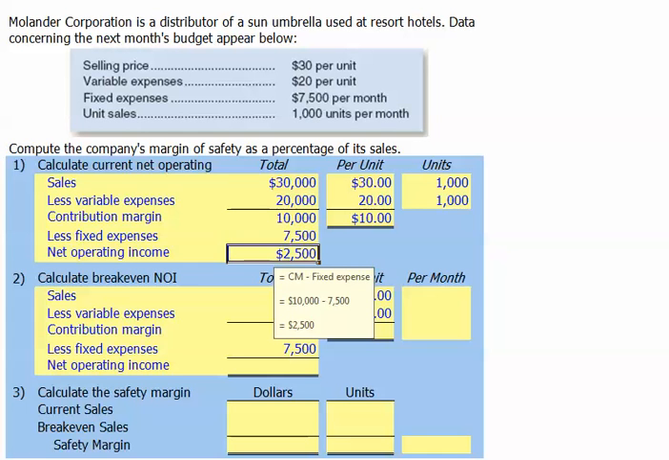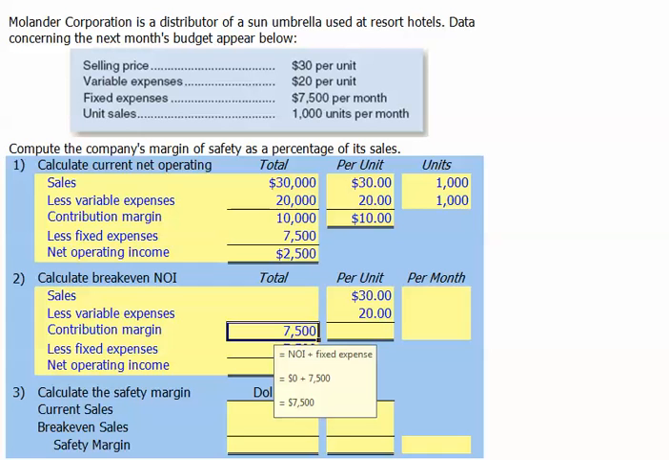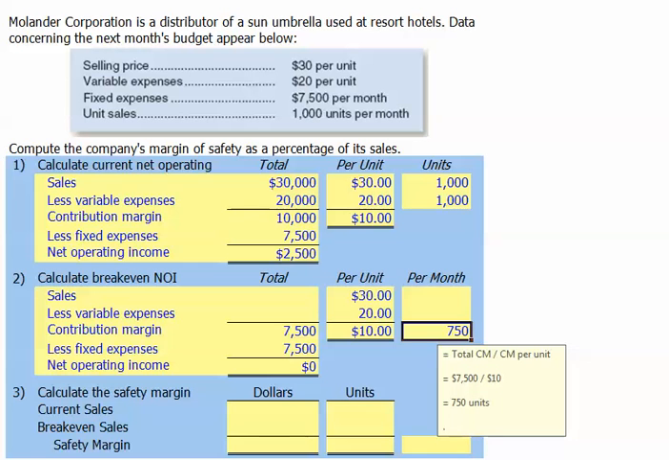Let's go ahead now and calculate our break-even level of sales. Recall, at break-even, our net operating income is zero, which means we're going to require a contribution margin of $7,500 since our fixed expenses are $7,500. Our per unit contribution margin was $10 per unit. If we take our total required contribution margin of $7,500 and divide it by $10 per unit, we can see our break-even level of sales will be 750 units.